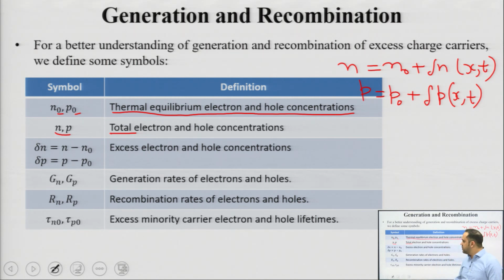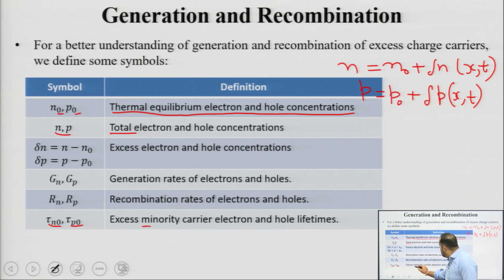Gn and Gp refer to the rate of generation, at what rate carriers are being generated, n for electrons, p for holes. Rn and Rp are your recombination rates, the rate at which these charge carriers are recombining. And finally, we define tau subscript n naught and tau subscript p naught. Tau is usually used for a time parameter, so here also it refers to the lifetime of these excess charge carriers.